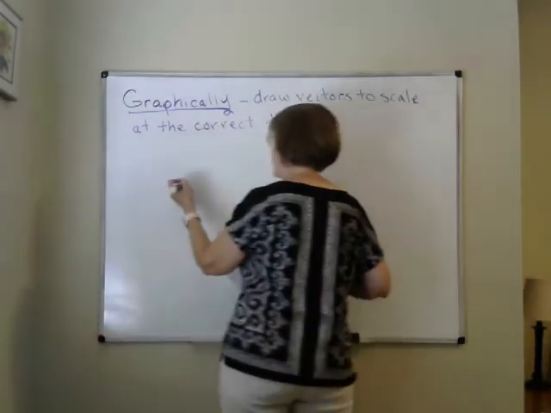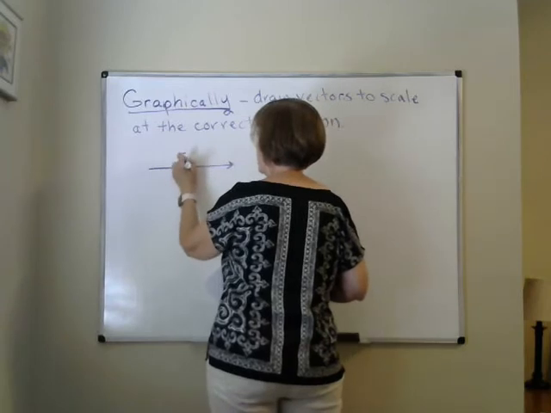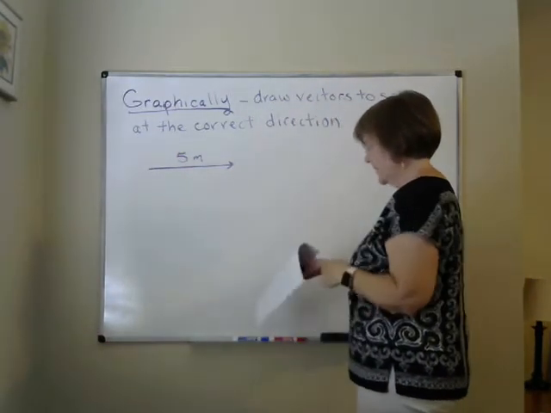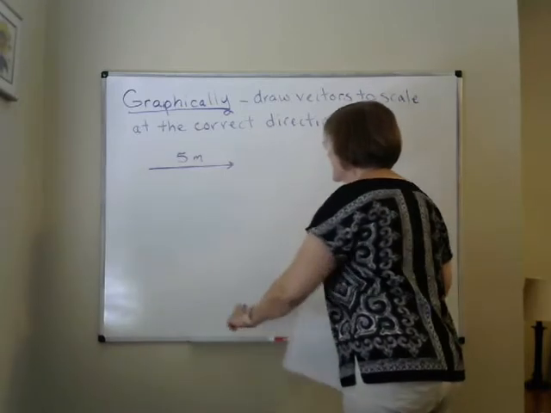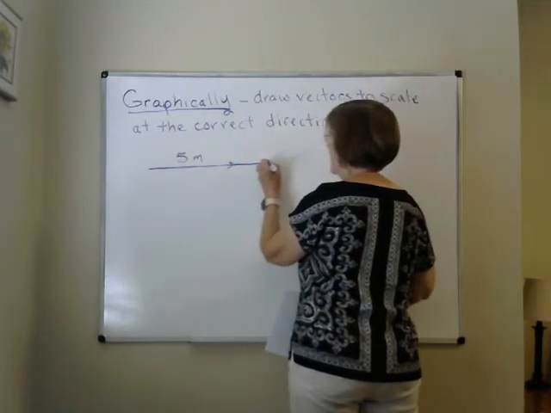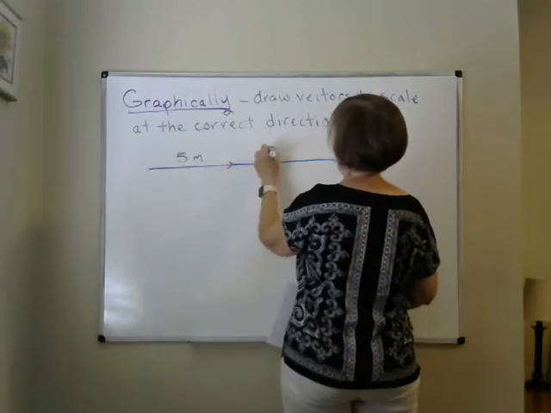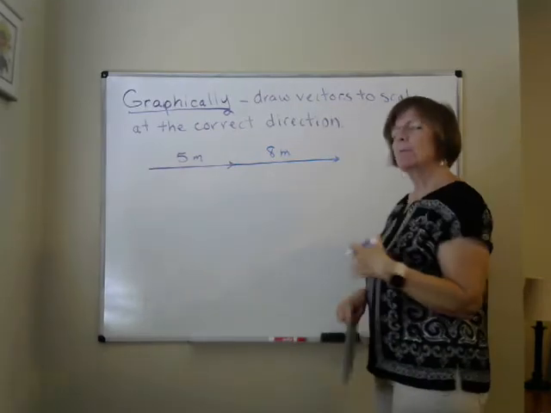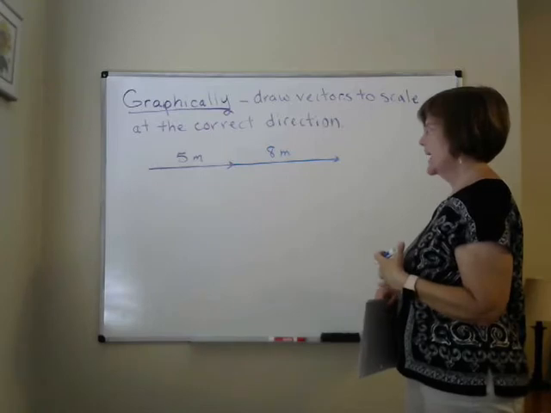Let's suppose we have two vectors. I'm going to say this vector is 5 meters. And I want to add a second vector. I'm going to let my second vector be blue. The second vector is 8 meters. Notice when I add vectors graphically, these happen to point in the exact same direction, so that's the easiest type to add.